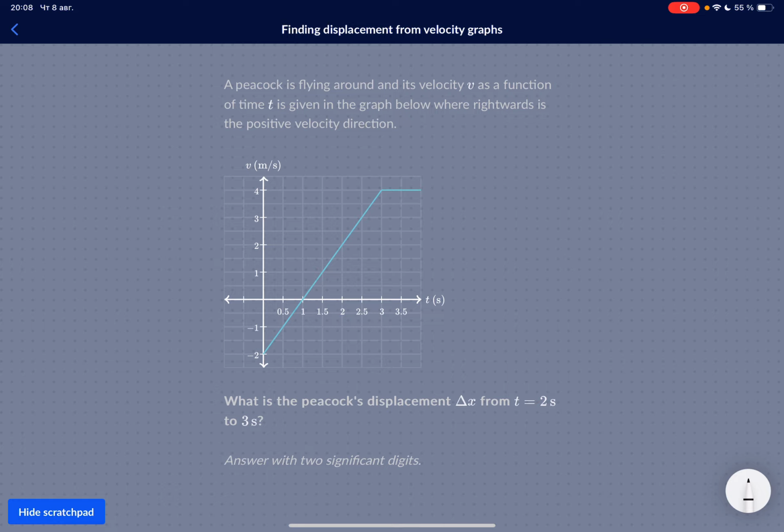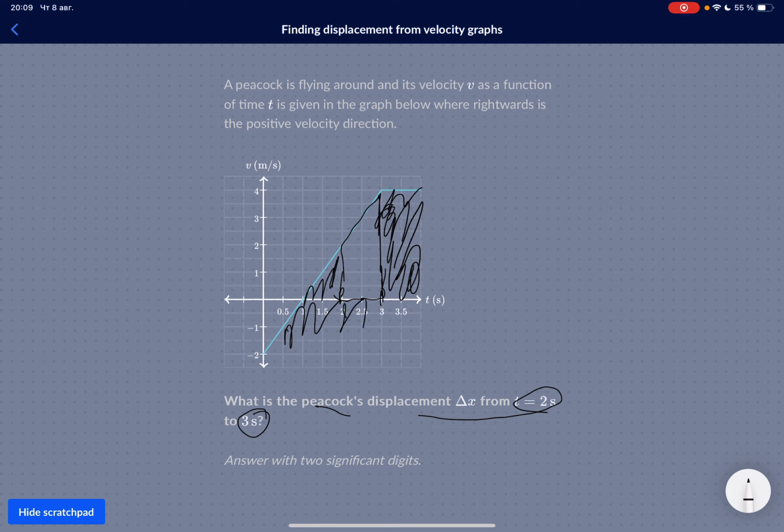So the third question, what is the peacock's displacement? Let me just read the question. A peacock is flying around and its velocity is a function of time. It's given in the graph below, where rightwards is the positive velocity direction. What is the peacock's displacement from 2 to 3, right? As you can see right there, we can also create our own shape. Pause the video and try to solve by yourself. In my opinion, we can divide it into two objects, a square and a triangle.